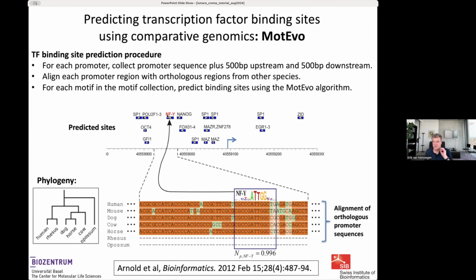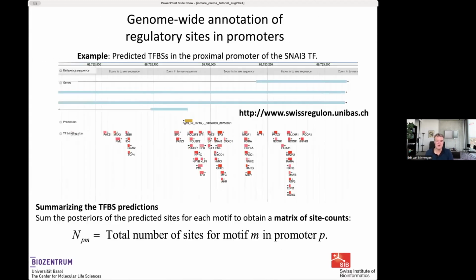So we do this systematically in all promoters. We have alignments, and for all transcription factors, where there are hundreds of transcription factors, we make binding site predictions. All right, so these binding site predictions, we also offer through our Swiss Regulon service. So we have genome browsers where you can look genome-wide at the predicted binding sites in each promoter.